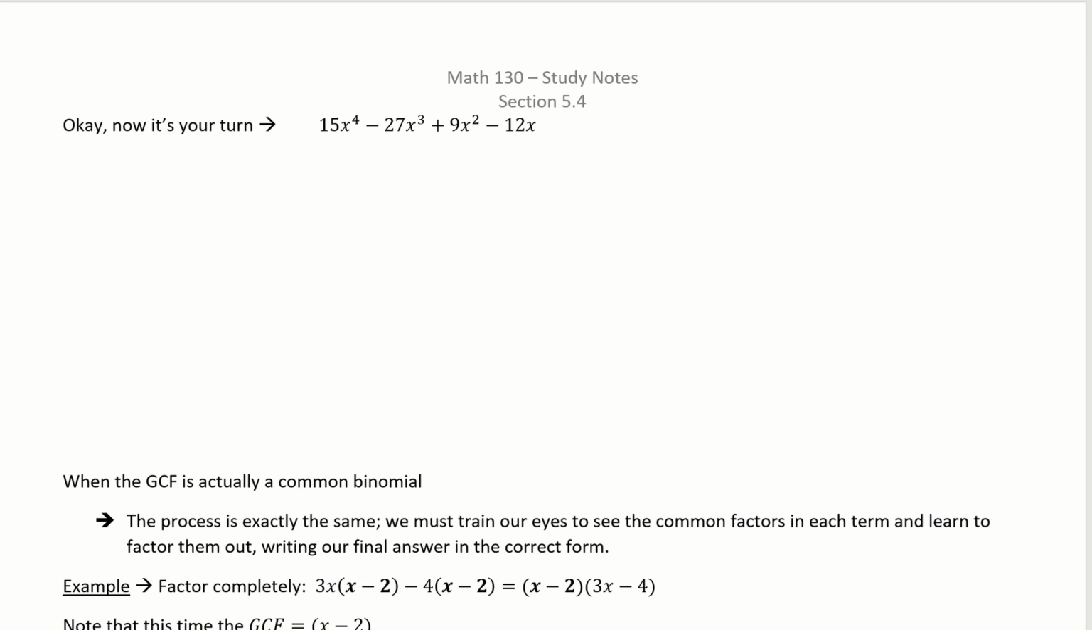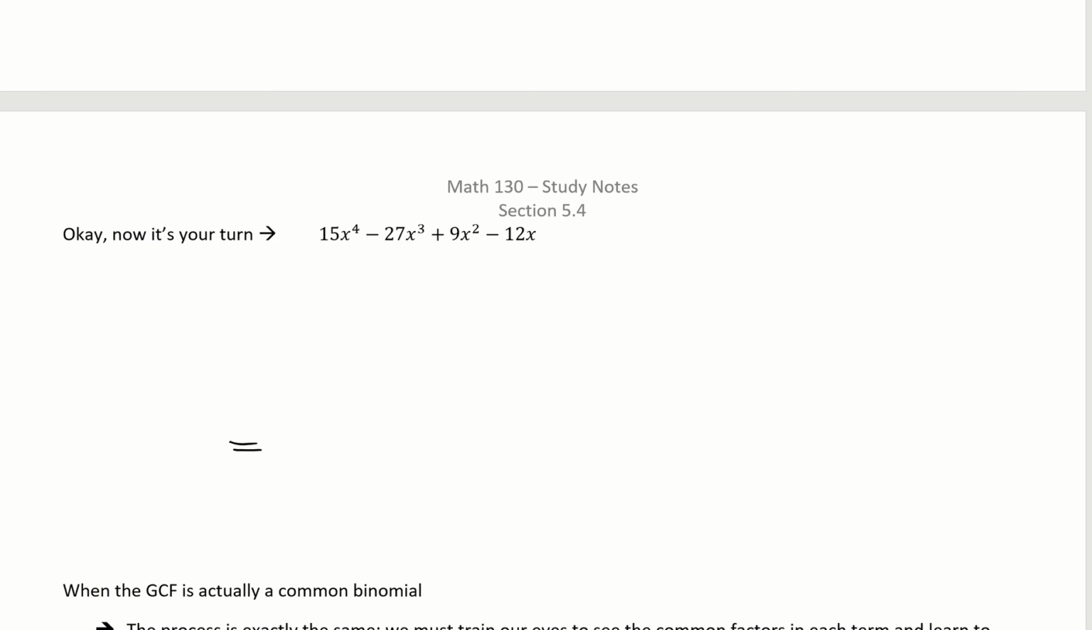Okay, assuming you've tried it, then what we do is we look at the numbers. 15, 27, I don't care about negative, 9, and 12. Oh, does 9 go into 12? No. Then something smaller than 9. What about 3? Well, 3 definitely goes into all of them. Is there more? No. Let's just try 3. Okay, look at the variable. Oh, that one's easy. Just x, right?